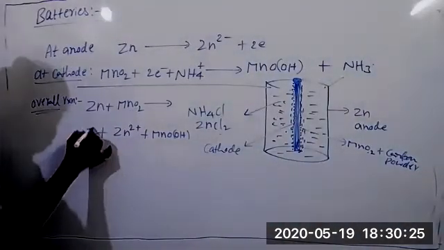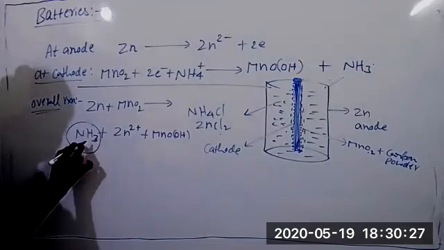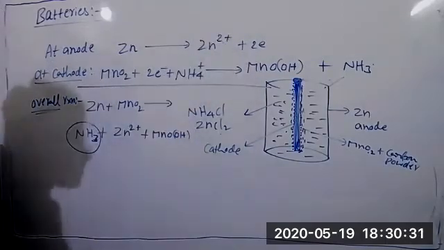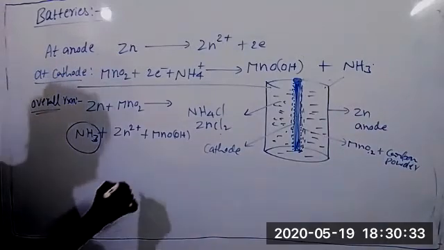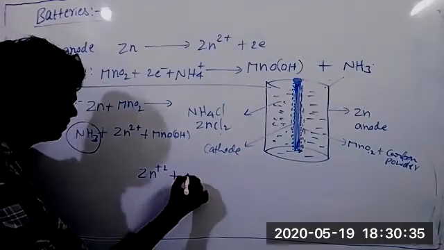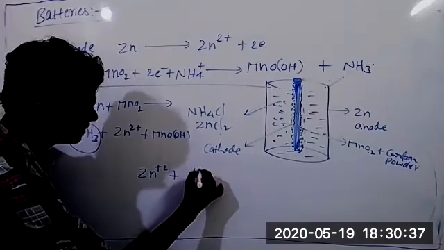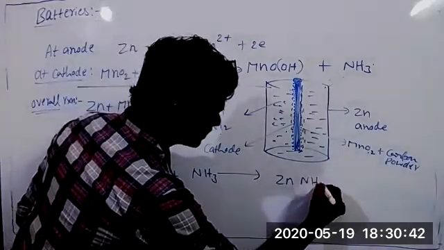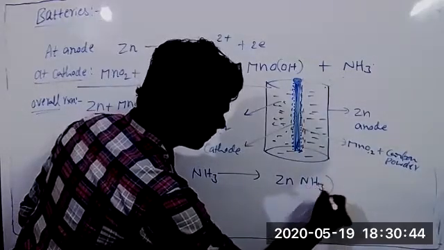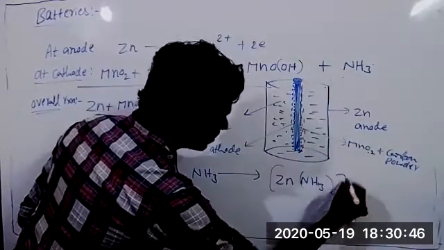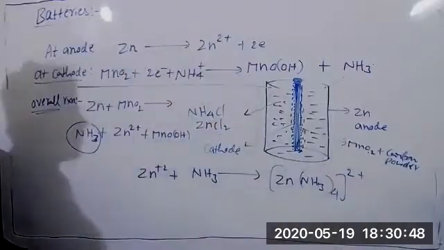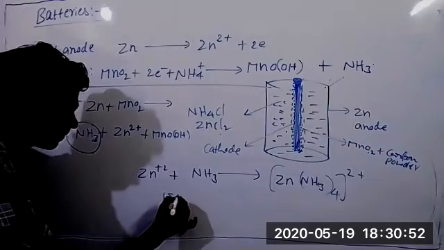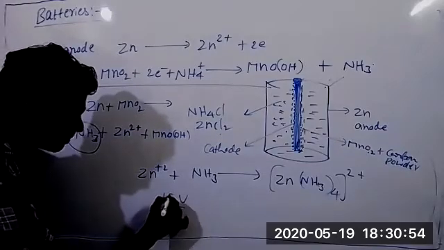See here, ammonia is obtained, right? NH3. This ammonia combines with zinc ions and forms a complex: Zn2+ and NH3 give the complex [Zn(NH3)4]2+. And this cell gives 1.5 volts. So you must note this point.